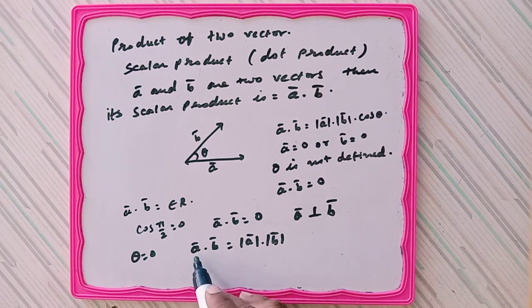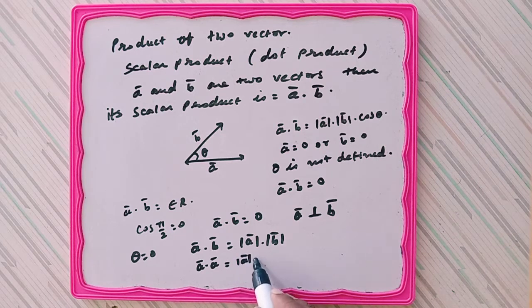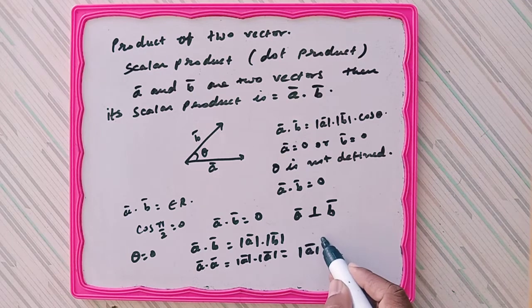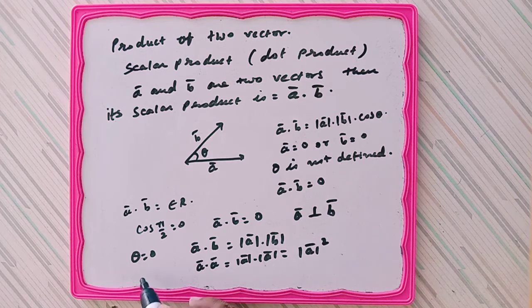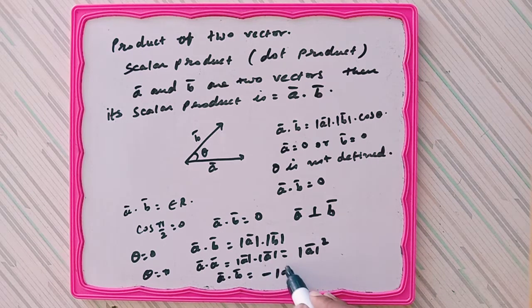So now if we take A bar dot A bar only, because theta equals 0 with the same vector, then magnitude A bar into magnitude A bar, and so A bar dot A bar we can write as magnitude A bar square. And if theta equals pi, then again cos pi is minus 1, and so A bar dot B bar equals, we can write, minus magnitude A bar into magnitude B bar.